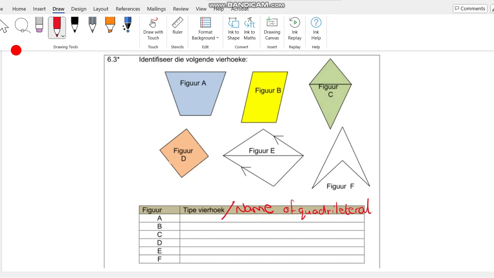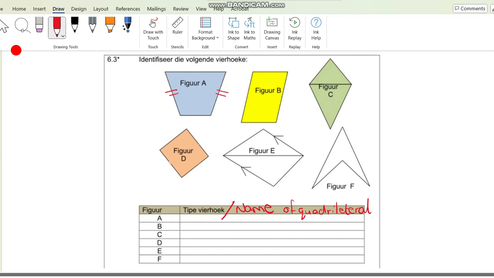So figure A, if you look at this, you see you've got two opposite sides which are the same, and that would be a trapezium. Remember to know the characteristics of your shapes. So that will then give me a trapezium. Then you have figure B, which these two sides are the same, and those two are the same.